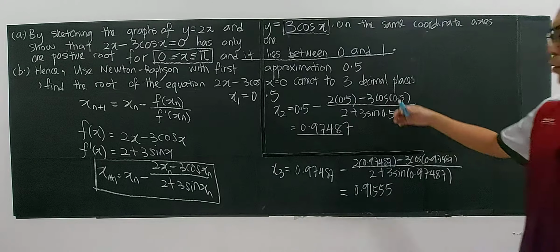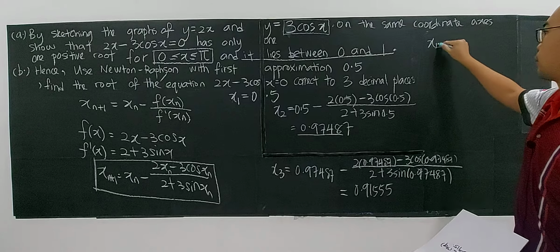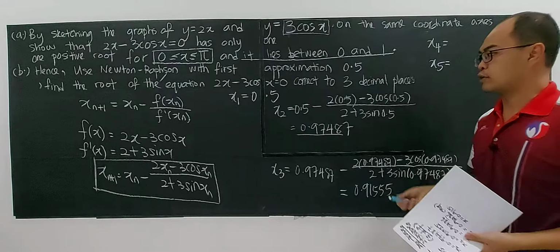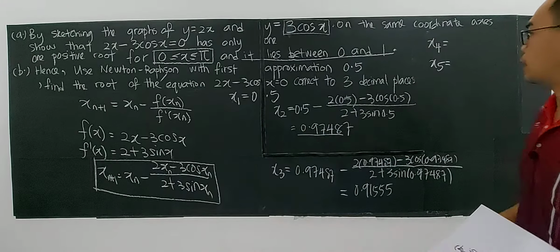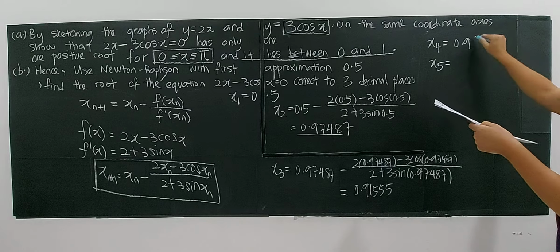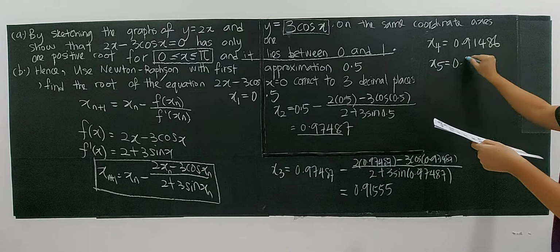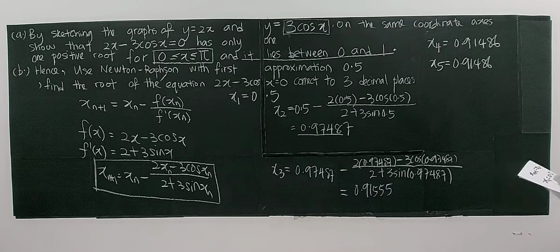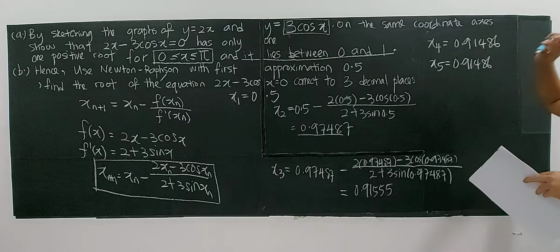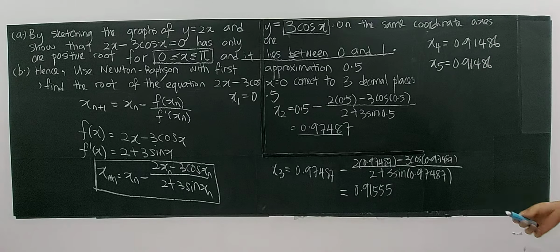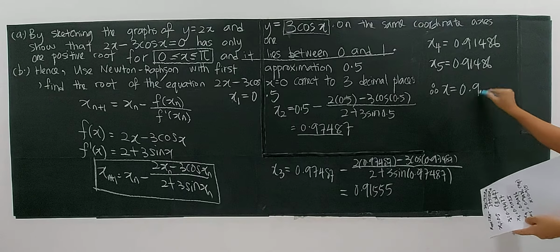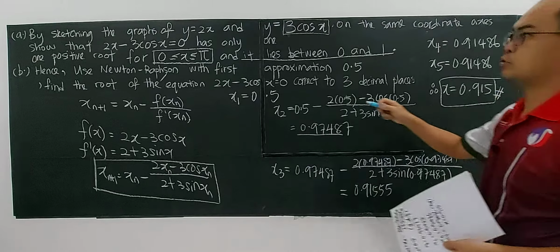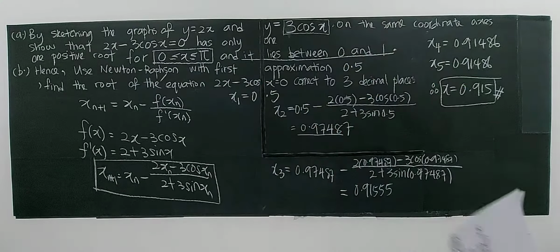I will not show the substitution anymore after the 4th approximation. I will just list down the values, because it's understood that you already know how to get x2, x3 and x4 using the iterative formula. So x4 will be 0.91486, and x5 also 0.91486. I stop here because it has already remained constant. Therefore, the solution for this problem is 0.915, the root of this equation.